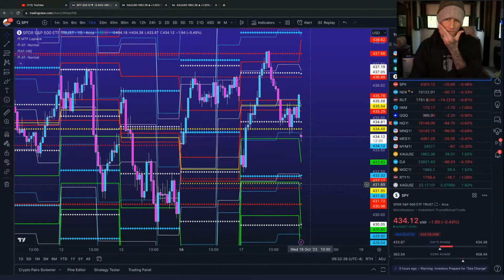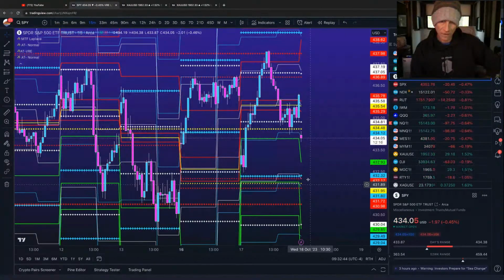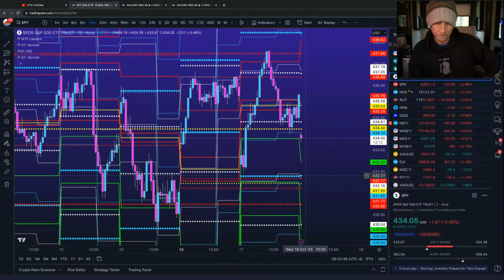About the same width. Literally, the same width of range. Just going to come down to the monthly. 1 SD is even in the same spot. Down here at 432.31.